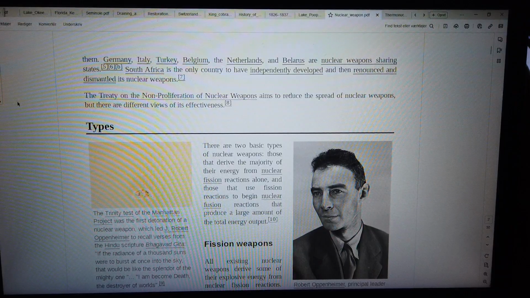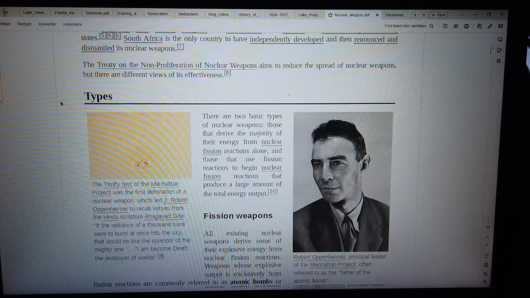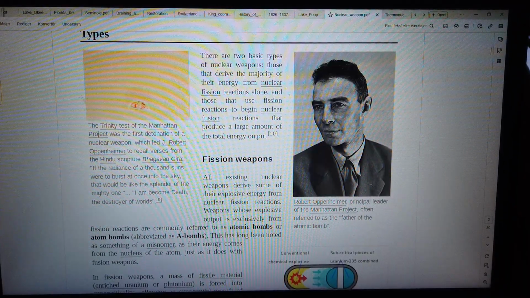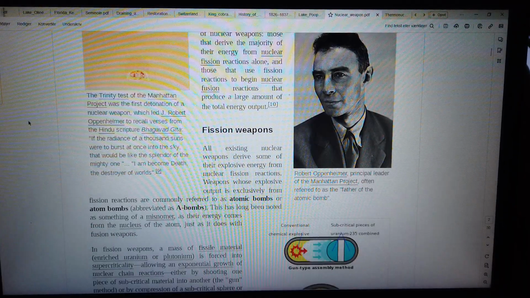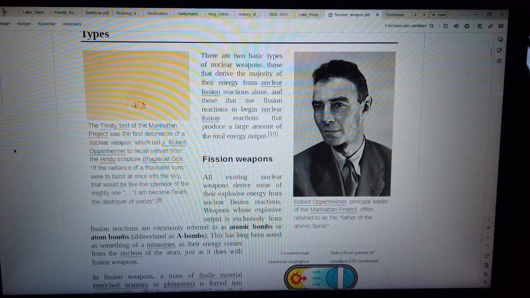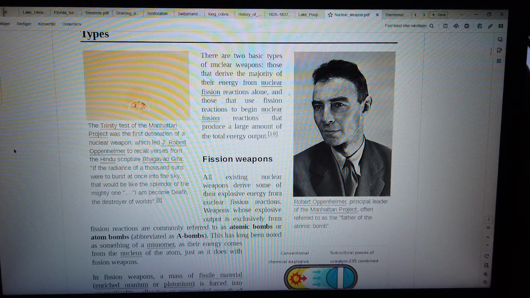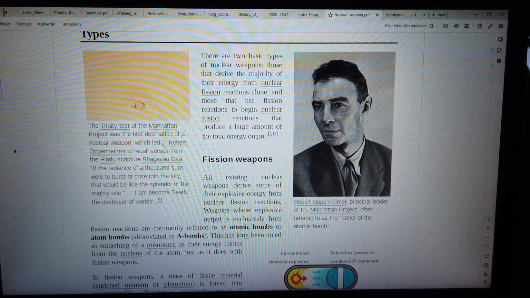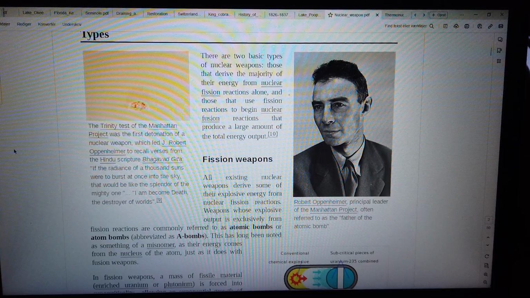Types. The Trinity test of the Manhattan Project was the first detonation of a nuclear weapon, which led J. Robert Oppenheimer to recall verses from the Hindu scripture Bhagavad Gita: "If the radiance of a thousand suns were to burst at once into the sky, that would be like the splendor of the Mighty One. I am become Death, the destroyer of worlds." Robert Oppenheimer, principal leader of the Manhattan Project, often referred to as the father of the atomic bomb.